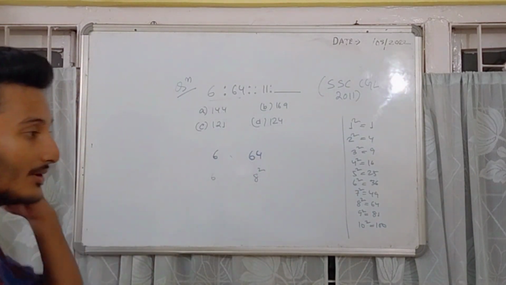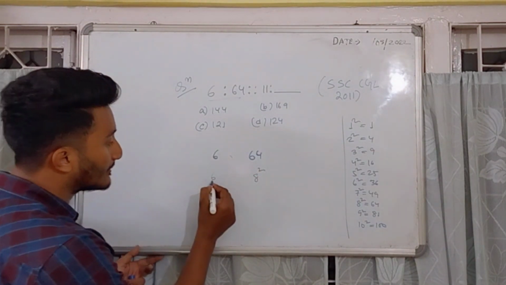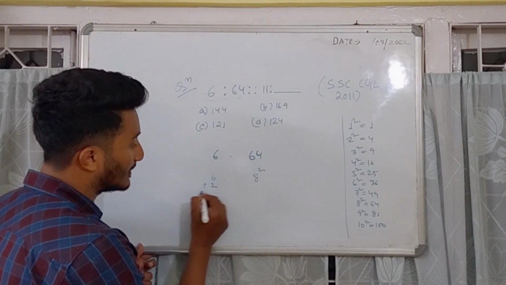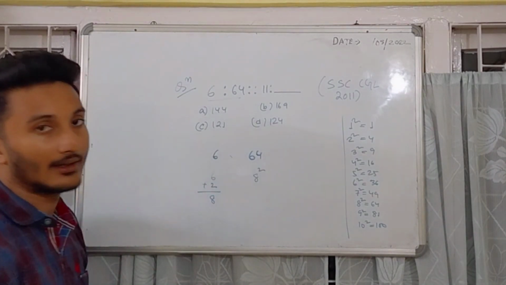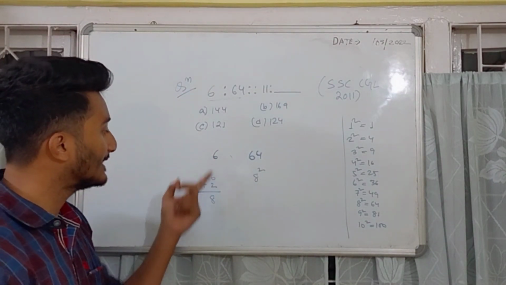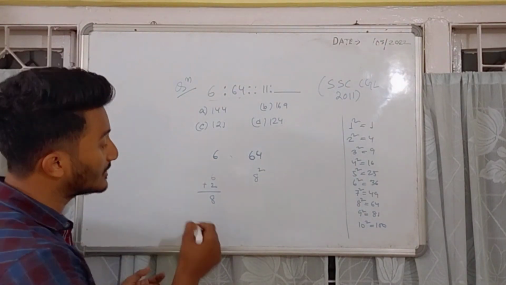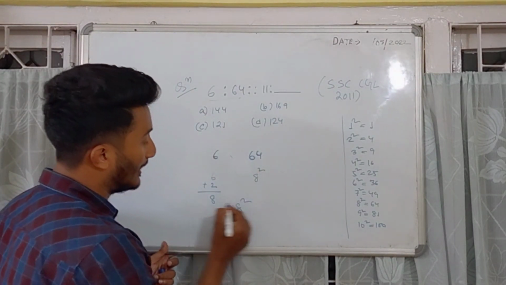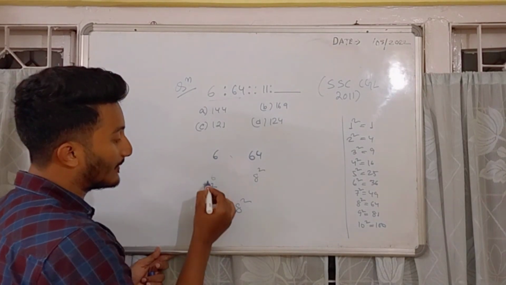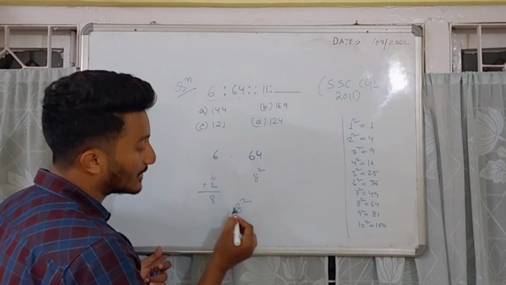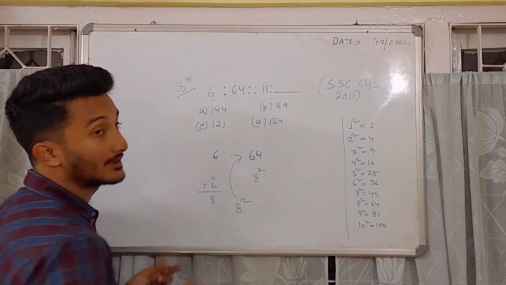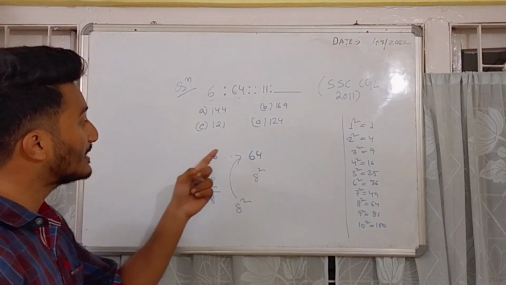So what is the relation being used here? So if we add plus 2 here, then we get 8, right? If we add plus 2 in 6, then we get 8. And if we do the square of the number that we get after adding 2 to 6, we'll be getting what? 64, right? So this is the relation used here.